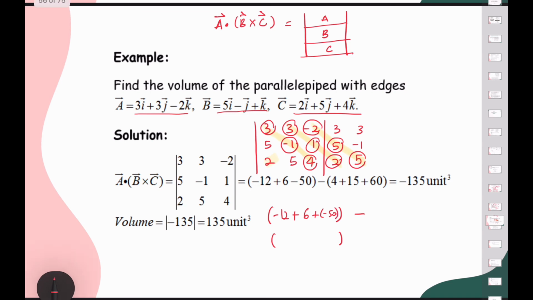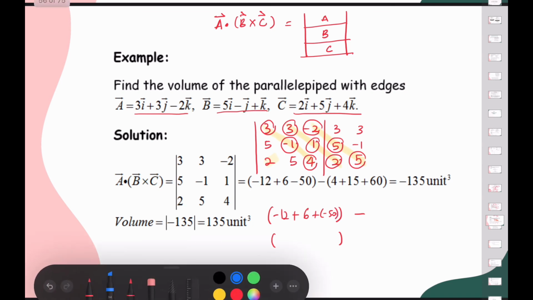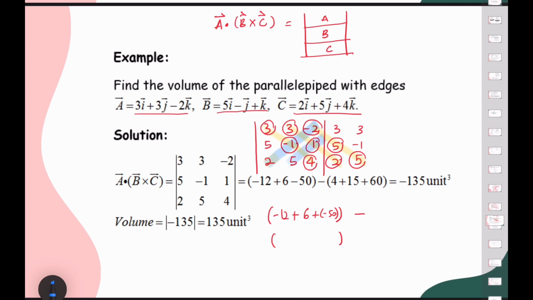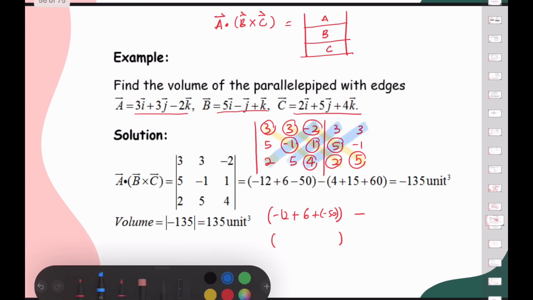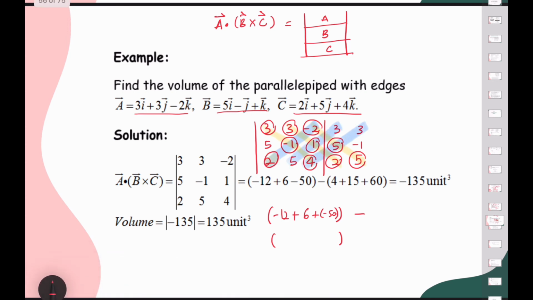Okay, then the second one is from the bottom. So you need to multiply. 2 multiplied by negative 1 is negative 2. Negative 2 multiplied with negative 2 is 4, plus 5 multiplied with 1 is 5, multiplied with 3 is 15, plus 4 multiplied with 5 is 20, multiplied with 3 is 60.